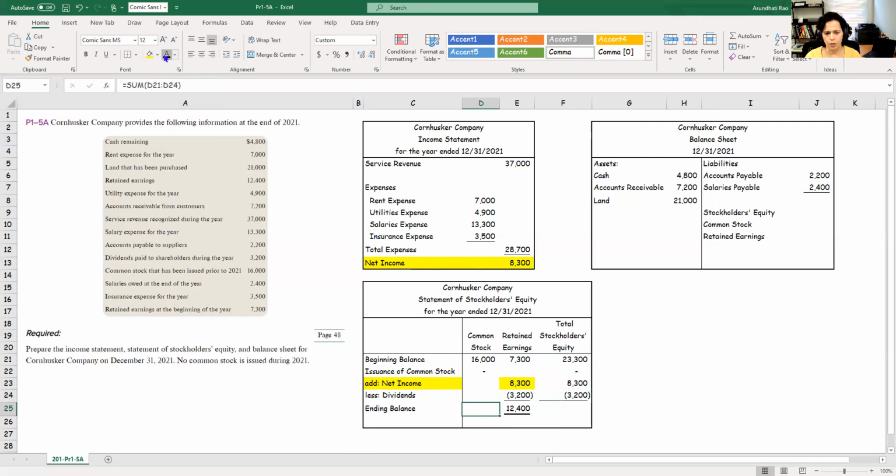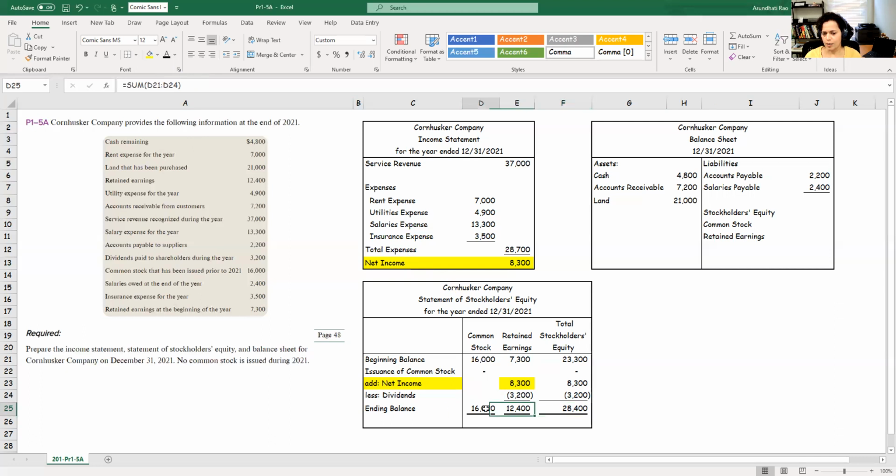Common stock, my total is 16,000. Retained earnings is 12,400. Now, whether you add it across or you go down, you should come up with the same number. It can't be any different. Okay. So my common stock plus my retained earnings.